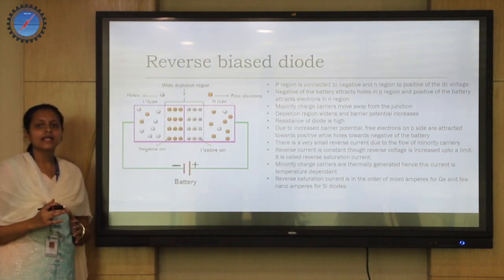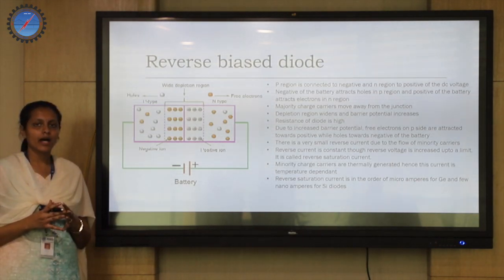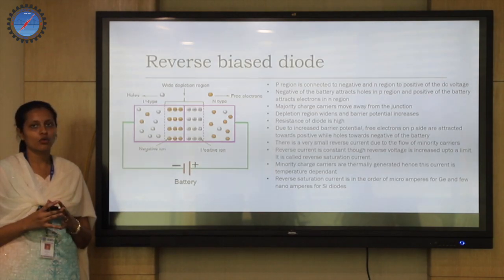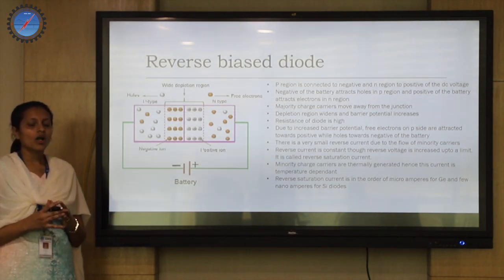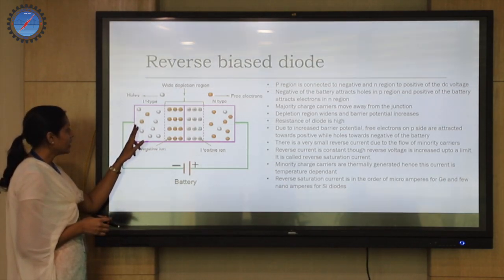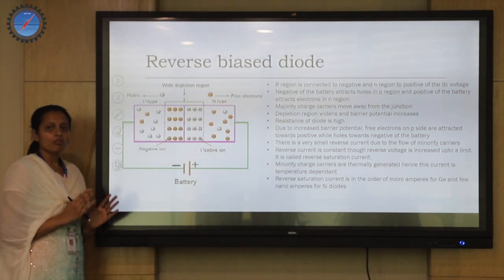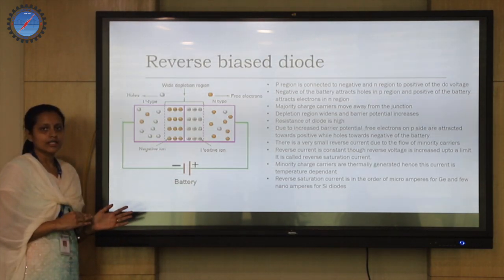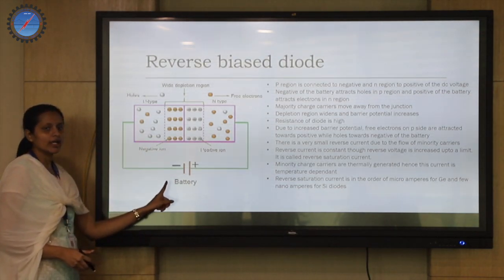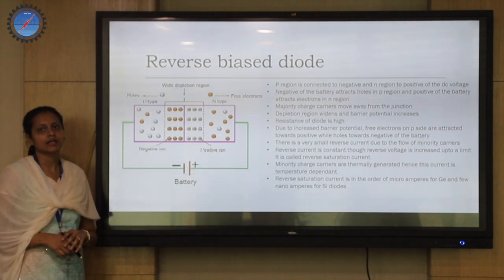Now, what is a reverse bias diode? How does it work? Now we saw in a forward bias diode that there is a current flow from anode to cathode. What is the meaning of reverse biasing a diode? Connecting P type to negative and N type to positive. This is the opposite way that we did for forward biasing. So if P is connected to negative and N is connected to positive, this is called reverse biasing.